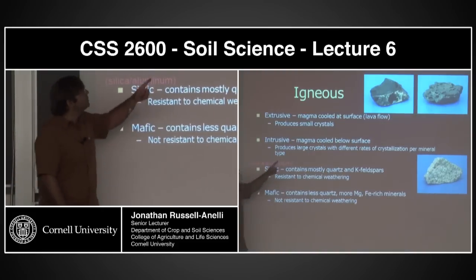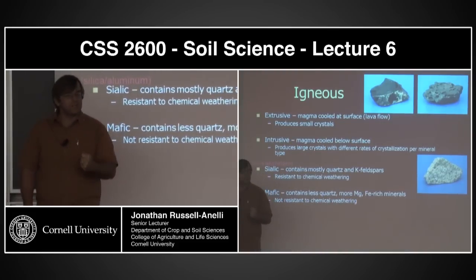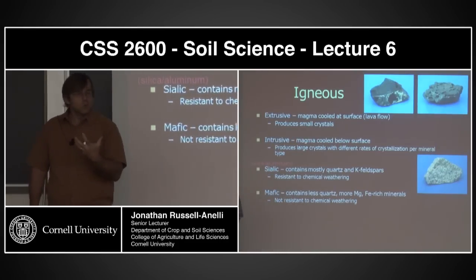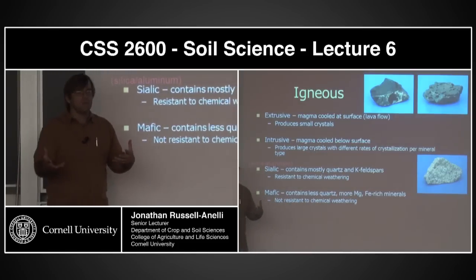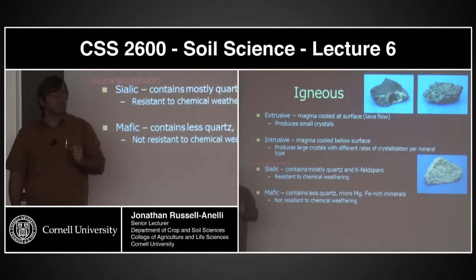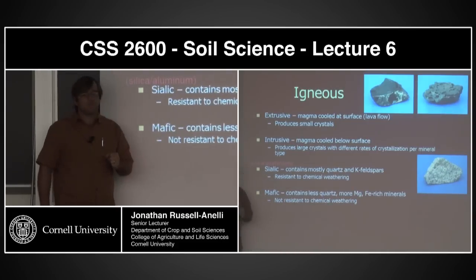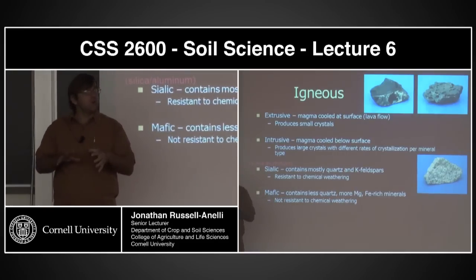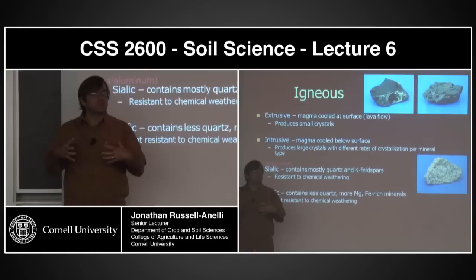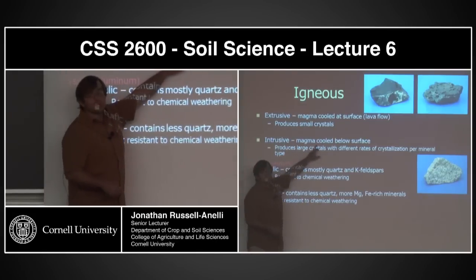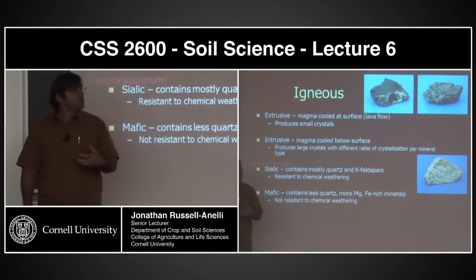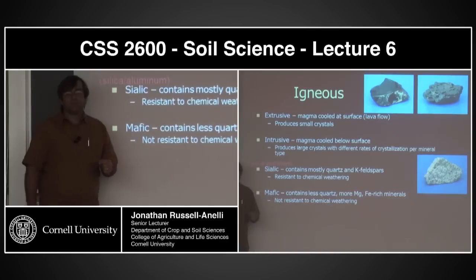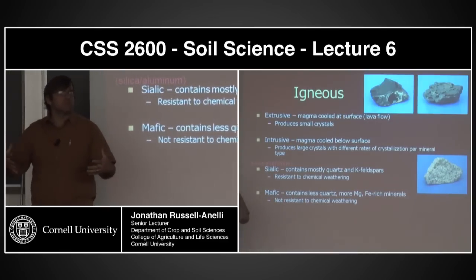Extrusive is magma that's cooled at the surface, like a lava flow. It cools very quickly. As a result of this cool environment and this fast cooling, or solidification might be a better way of saying it, it produces small crystals. We also have intrusive magma, which cools below the surface. It cools very, very slowly. And if it cools slowly, even though I have the same ingredients, I'm going to produce different types of things. This magma cools below the surface, and it produces large crystals with different rates of crystallization per mineral type. This is when you start getting these really large crystals.